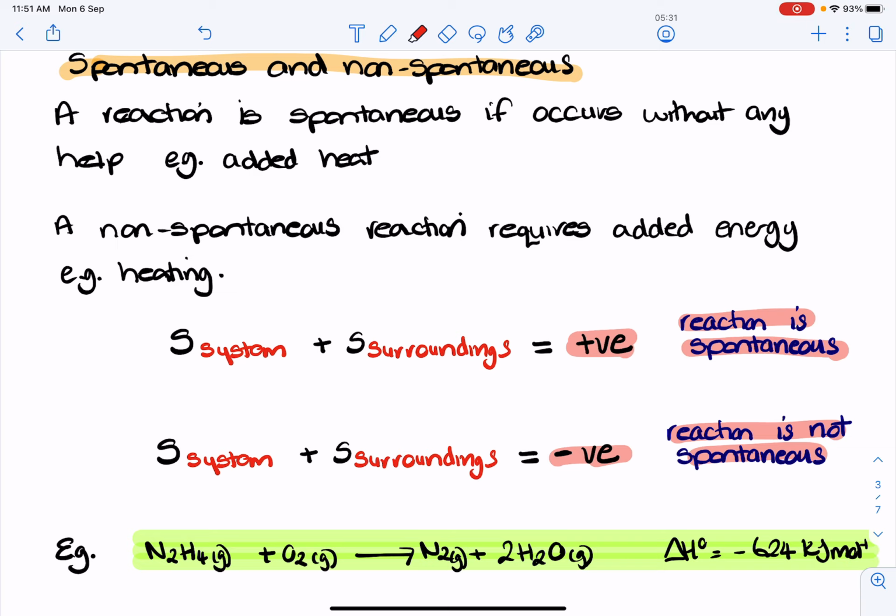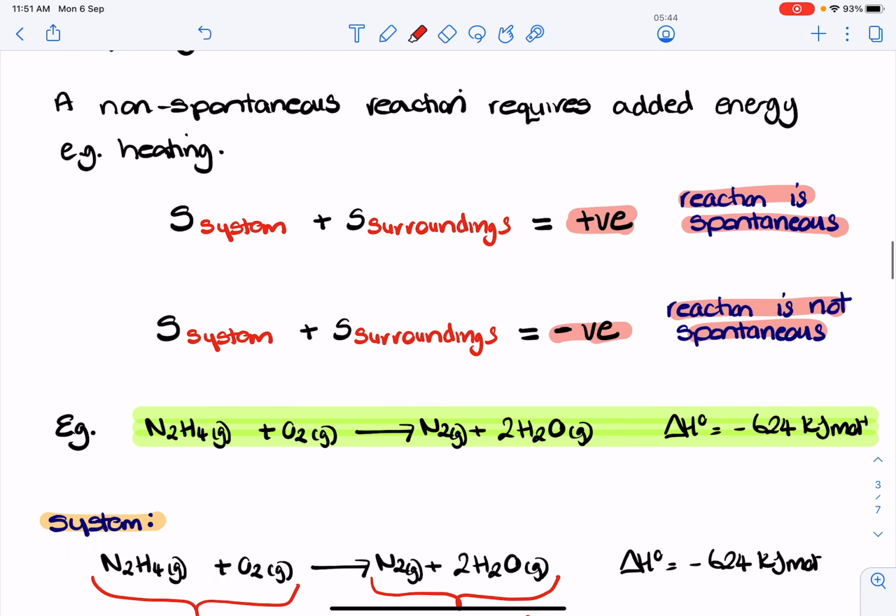So what we're looking at, remember S stands for entropy, so the system plus the surroundings, whether it's positive or negative. If it's positive, it's spontaneous. If it's negative, it's not spontaneous. Look at an example here.